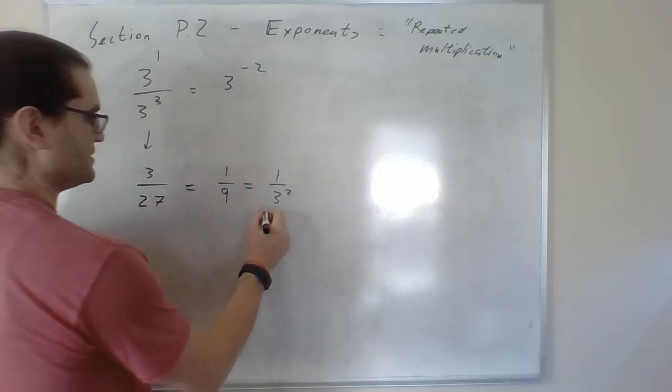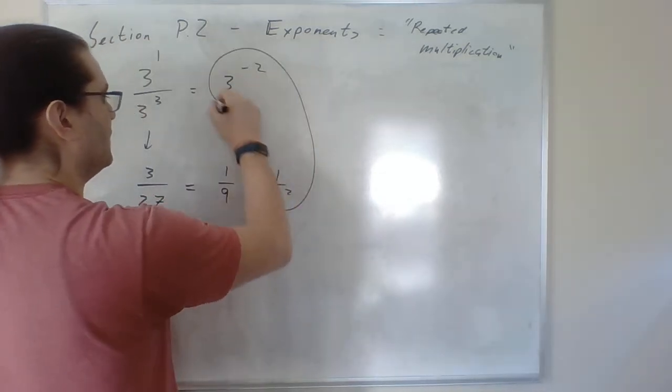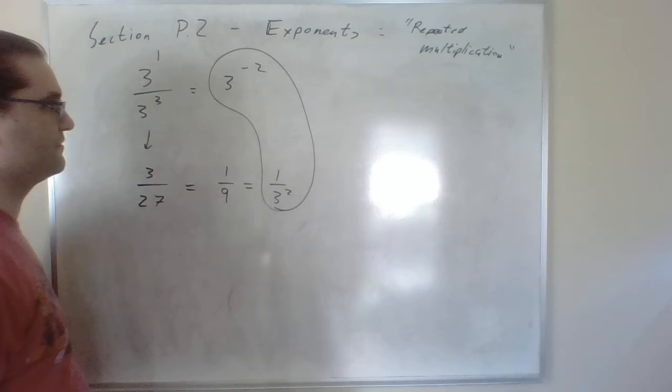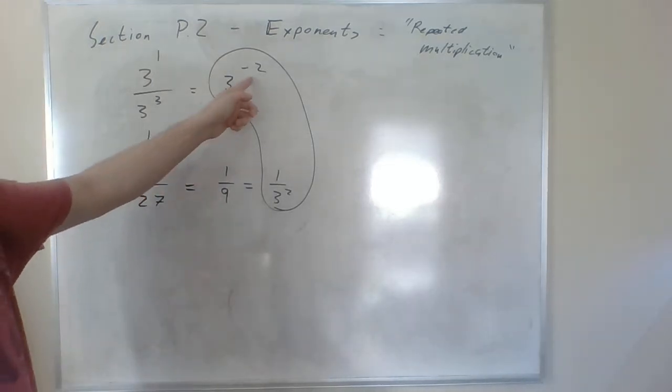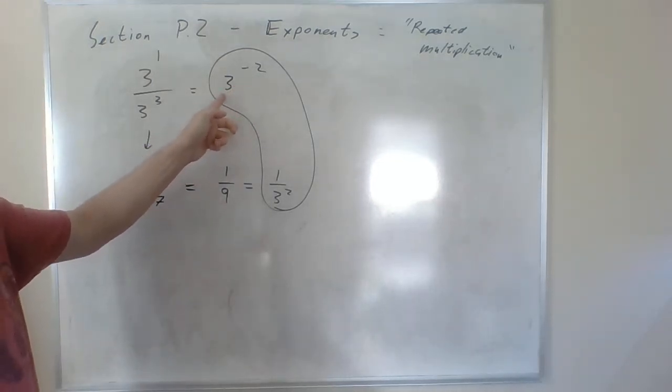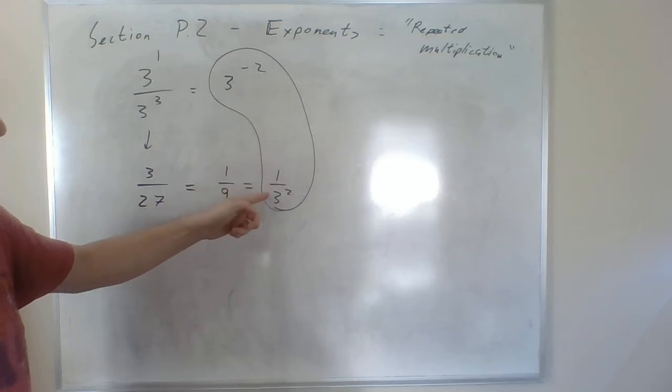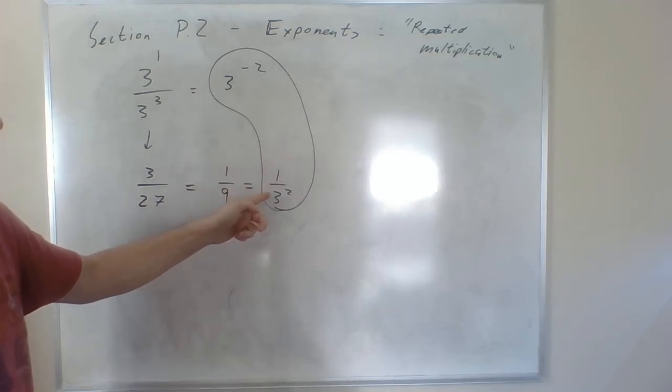So this is what a negative exponent means. 3 to the -2 is the same as 1 over 3 to the 2.